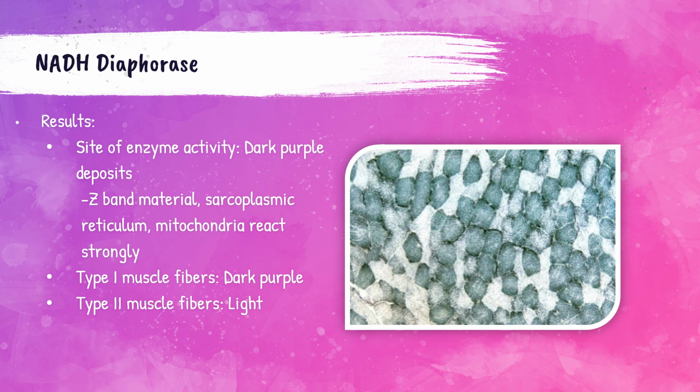When properly stained with this technique, sites of enzyme activity will be seen as dark purple deposits. Z-band material, sarcoplasmic reticulum, and mitochondria react very strongly. Type 1 muscle fibers will be dark purple, and type 2 muscle fibers will be light. This photo shows a frozen section of normal skeletal muscle stained using this technique. Type 1 fibers are dark here, and type 2 fibers are light.